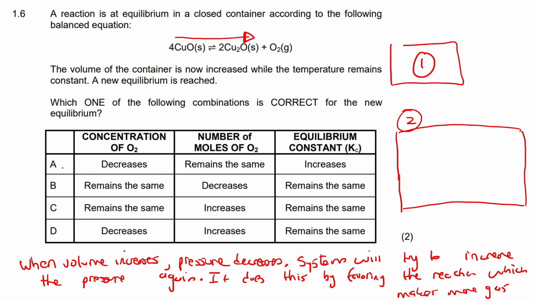So we're not going to choose A and we're not going to choose B. Then what is going to happen to the equilibrium constant? Well, remember, the only thing that can change the equilibrium constant is the temperature. A change like this is not going to affect the equilibrium constant.